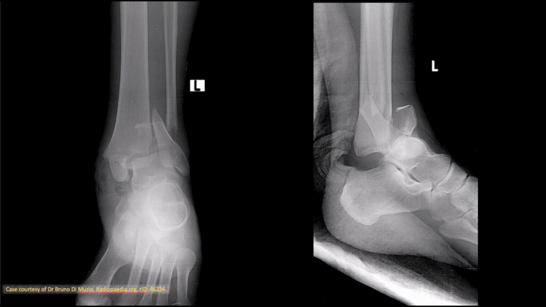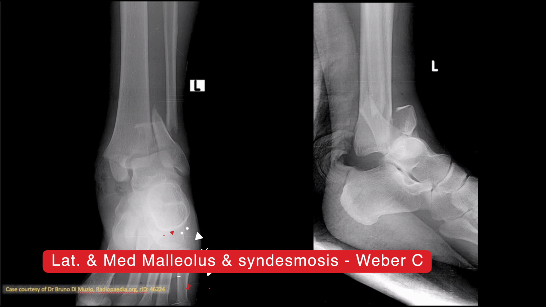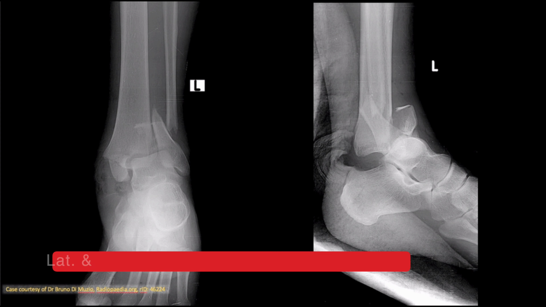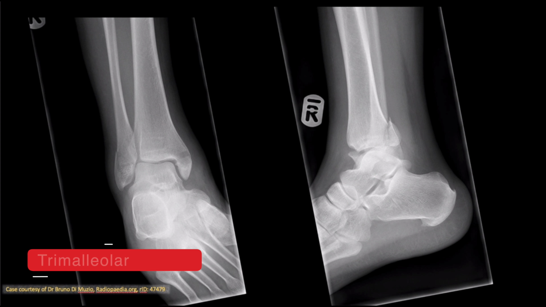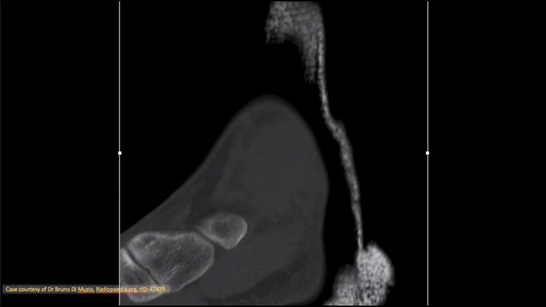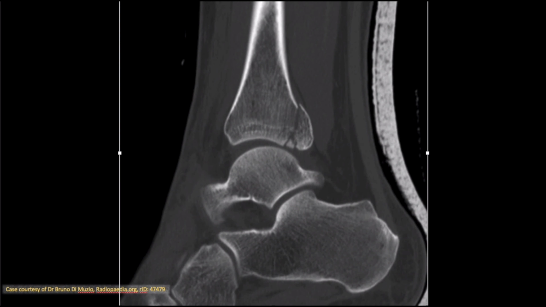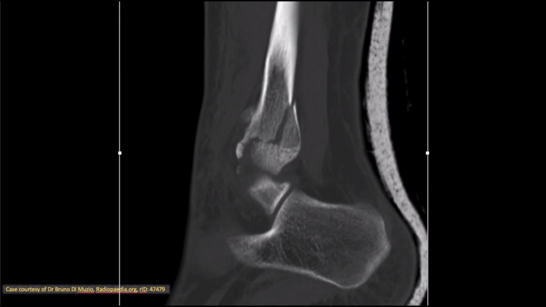On this radiograph, there is an oblique fracture of the distal fibula, above the level of the distal tibiofibular syndesmosis, in keeping with a Weber C fracture. There is also a complete displaced fracture of the medial malleolus with anterior displacement. On this radiograph, there's a trimalleolar fracture: medial malleolus, lateral malleolus, and posterior malleolus. This CT demonstrates the trimalleolar fracture as well: medial malleolus, posterior malleolus, and lateral malleolus.